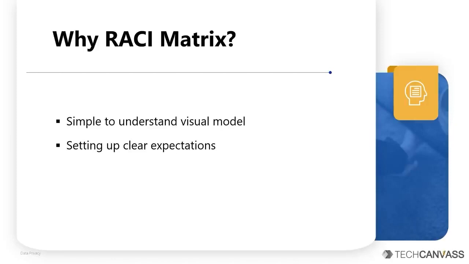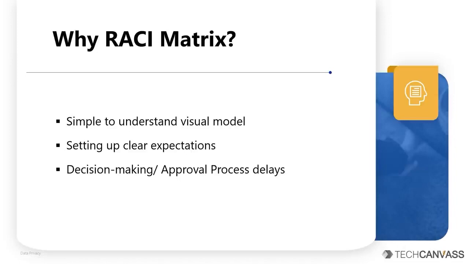The third important point about RACI matrix is that it clearly describes the stakeholders in the decision making and approval roles. As you know, in every project, we need to get certain things signed off and approved. So by looking at the RACI matrix as a business analyst or as a project manager, I can identify in case of a conflict, whom should I go to? Or in case I need an approval, whom should I go to?